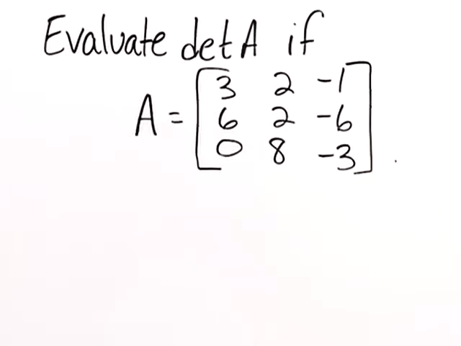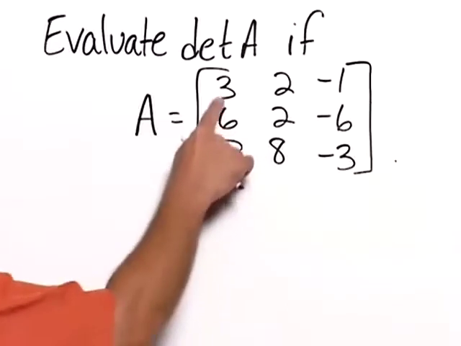Evaluate the determinant of A, if A is the matrix where the rows are 3, 2, negative 1; 6, 2, negative 6; and 0, 8, negative 3. So to evaluate the determinant, we start with the 3.